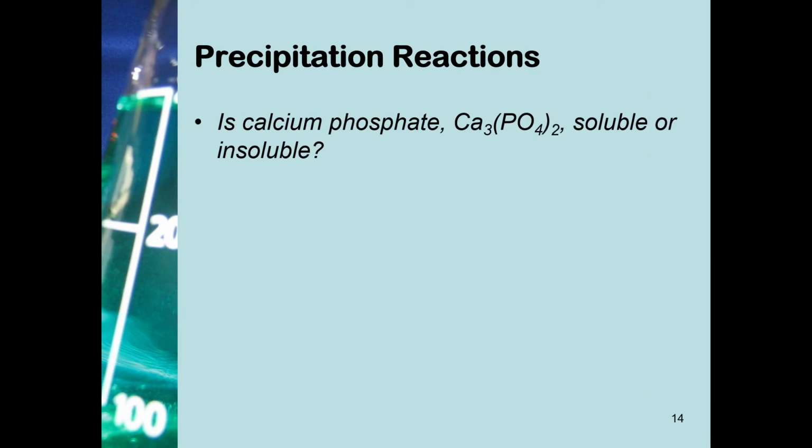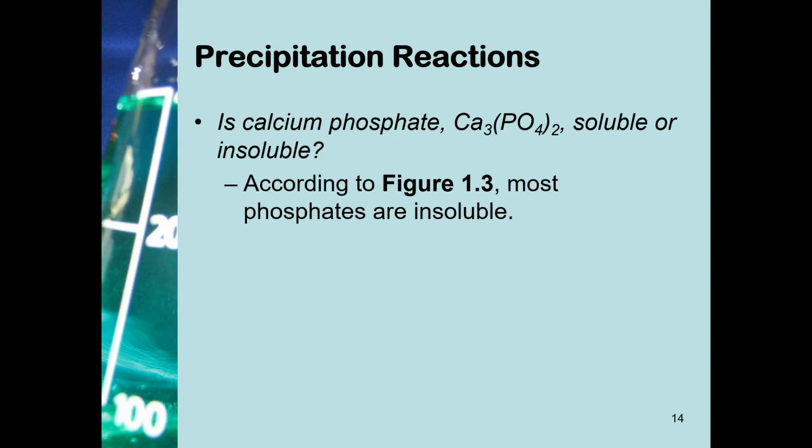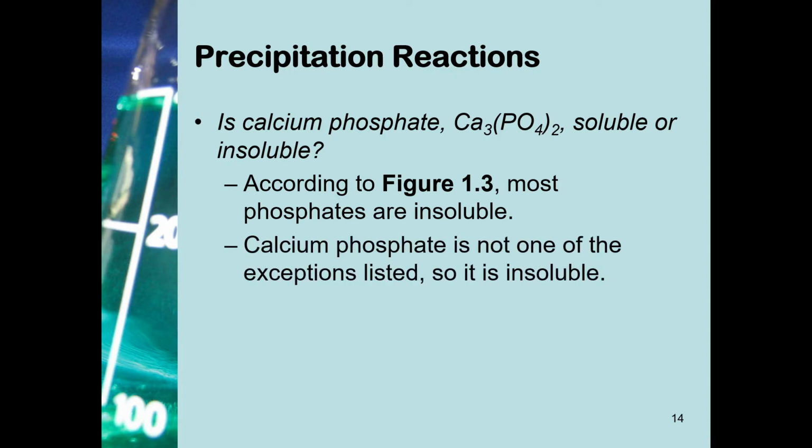So here is a chance to put what we know to work. Is calcium phosphate soluble or insoluble? Look at the chart, figure 1.3, and you will notice that it says most phosphates are insoluble. Calcium phosphate is not one of the exceptions listed, so it is insoluble. That one has two parts: you look at the phosphate and it says it's insoluble, but there are exceptions, and it's not one of the exceptions.